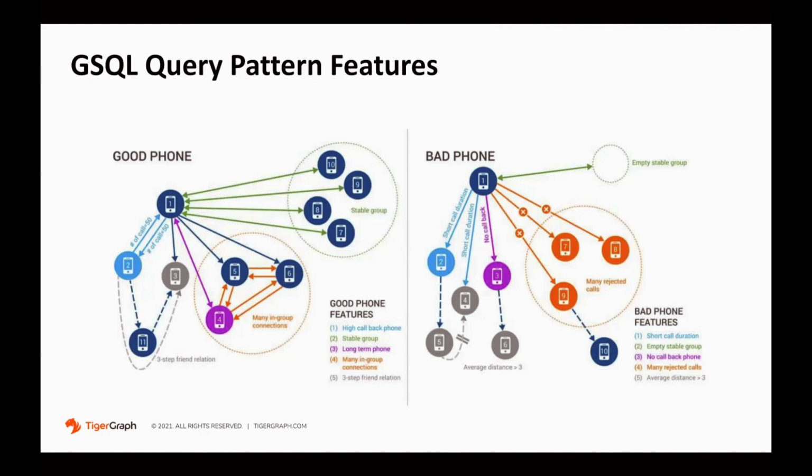You have high callback phones, a stable group, and many in-group connections. So you called your mom, called your sister, called your dad. You could see that as a good phone pattern. You can create these patterns that you want to use for your machine learning externally. We're actually going to be doing a Google Colab here shortly that you can follow along with and do some feature extraction. Maybe you want to use TensorFlow later on, but at least we'll cover how you can extract data from your graph.